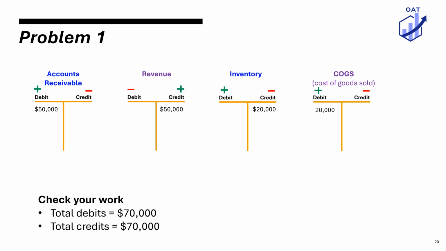Next, inventory decreases by $20,000. That's a credit to the account. And finally, its counterpart, cost of goods sold. We will debit this account. This debit is tied to retained earnings and thus reduces the overall balance of retained earnings and equity.